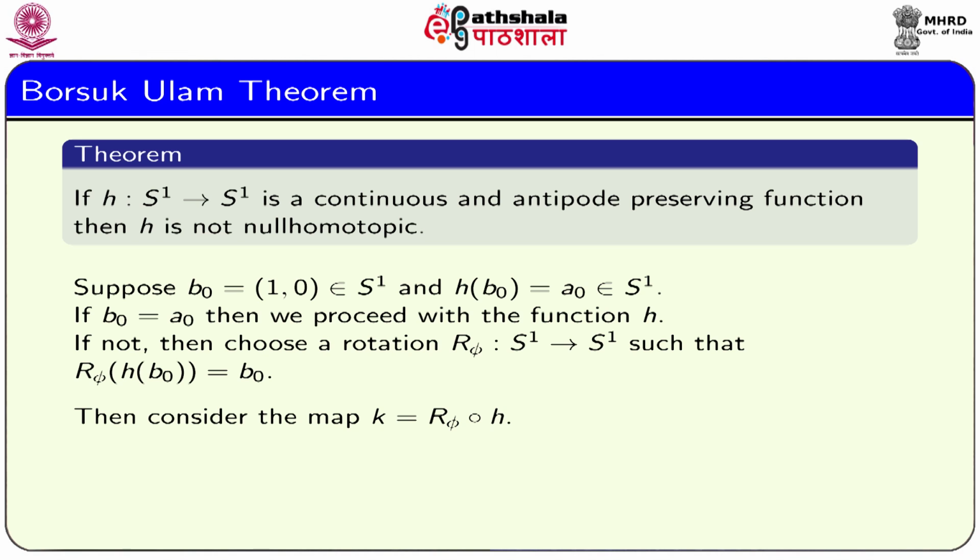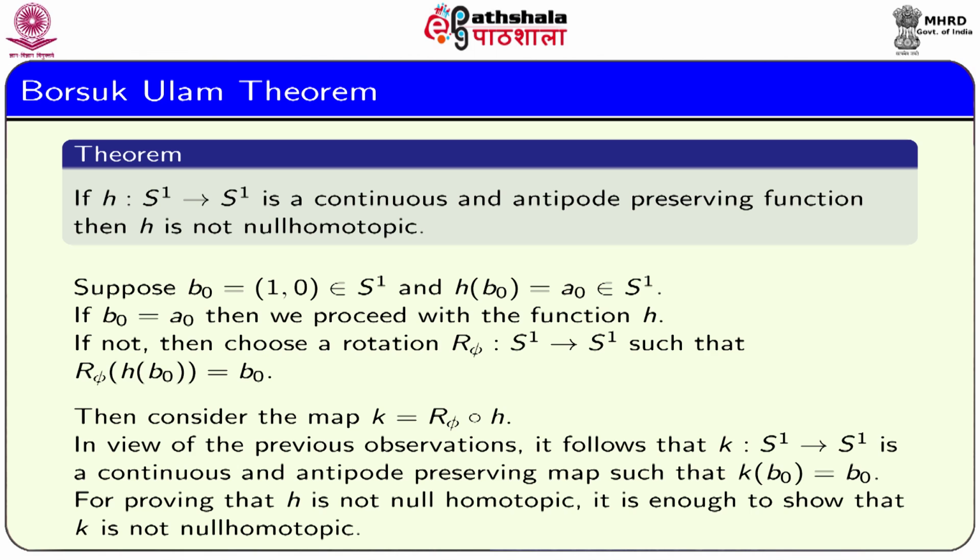And in that case, we consider the map K equal to R phi composed H. In view of the previous observations, it follows that K from S1 to S1 is a continuous and antipode preserving map such that K of B0 equals B0. For proving that H is not null homotopic, it is enough to show that K is not null homotopic.